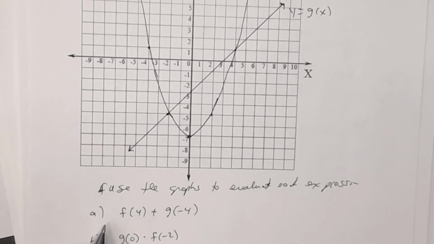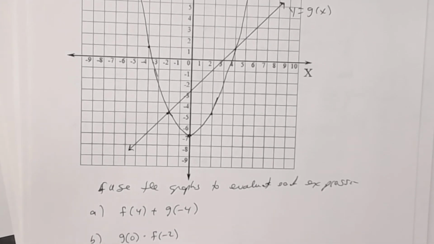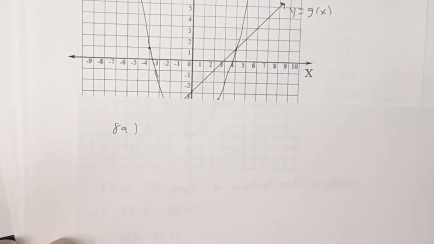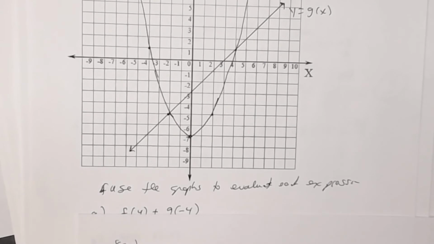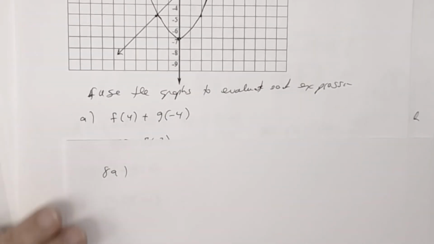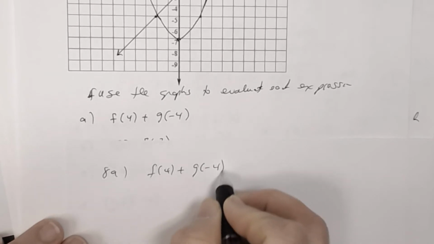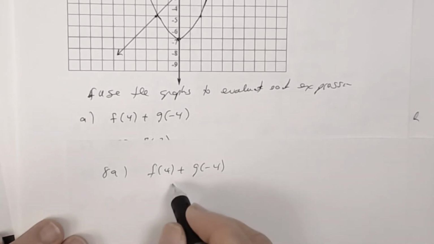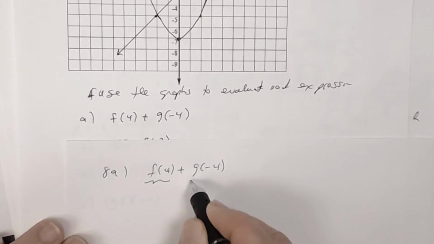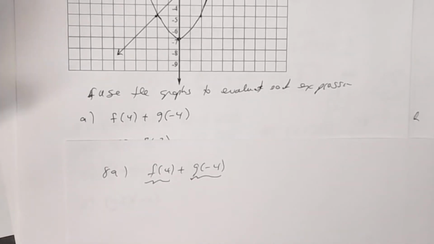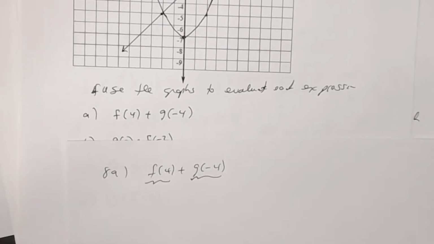Okay, so in letter A, I'm going to go ahead and rewrite it here. So this is going to be 8A, and so 8A, you have f of 4 plus g of negative 4. All right, so f of 4 plus g of negative 4. So I got to find f of 4 first. Then I got to find g of negative 4 and then add them up. All right, so be a little bit careful. Make sure you're using your right functions.